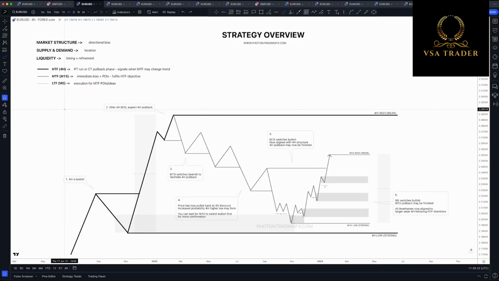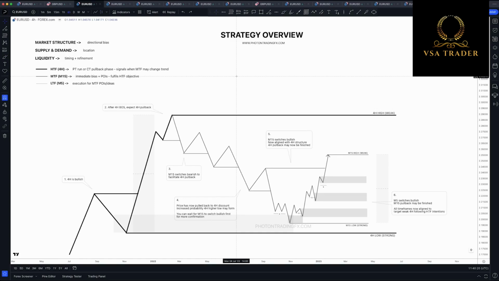So before we dive into the specifics of the liquidity concepts, first you need to understand my overall strategy philosophy. My entire technical strategy is based around the idea of trying to identify where the big money is entering and exiting the market and then trying to trade in line with that. First I use market structure, and that gives me my directional bias. Once I know the direction I want to trade in, I then use supply and demand zones to help me locate where I'm going to enter that trade idea. And then finally, I use liquidity to help me time and refine that idea.